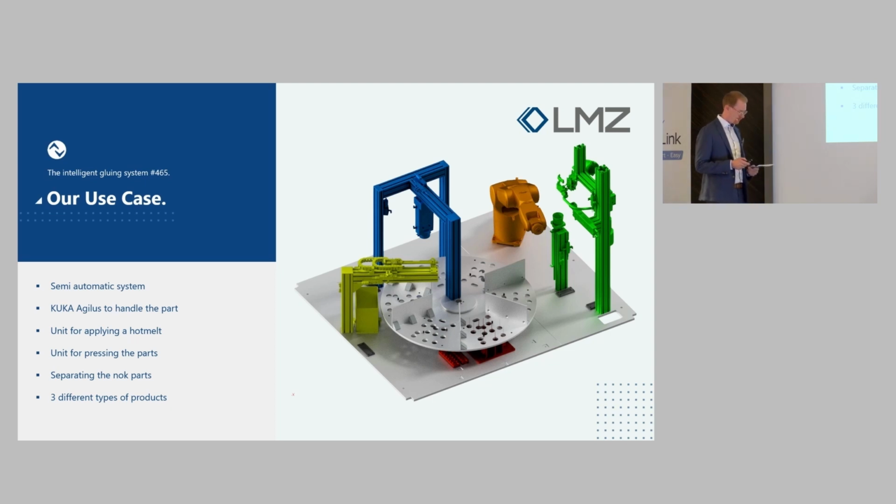First of all, we have the station here in the front area with our IO-Link sensors. After that, we placed in gluing and the robot. After that, we have the pressing of the components and the separating of the not okay parts. And that's it, no big deal, just a gluing application.